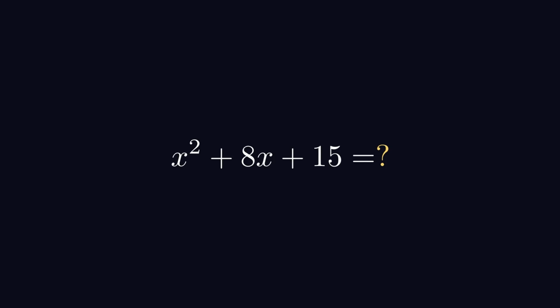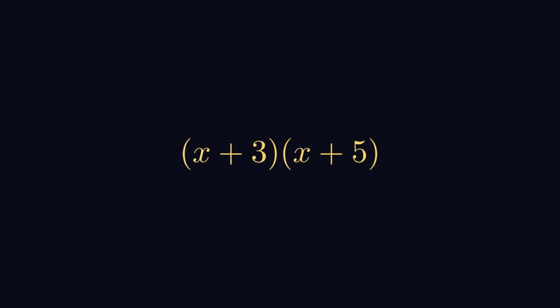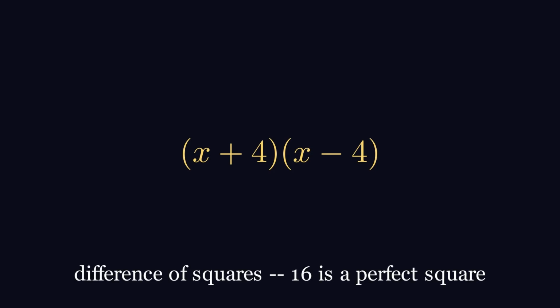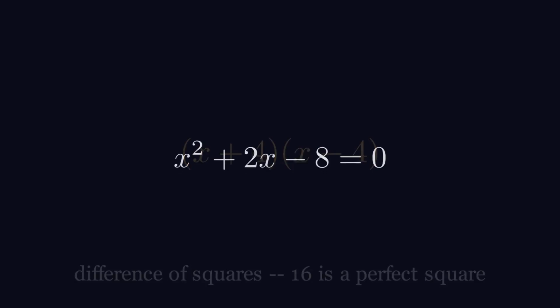Factor x squared plus 8x plus 15. X plus 3 times x plus 5. Multiply to 15, add to 8. Factor x squared minus 16. X plus 4 times x minus 4. Difference of squares. 16's a perfect square.